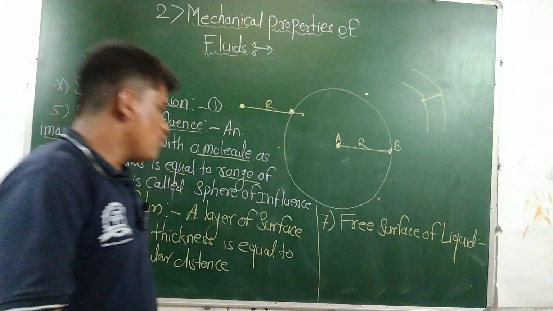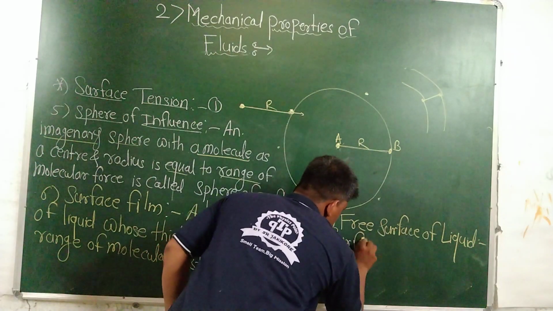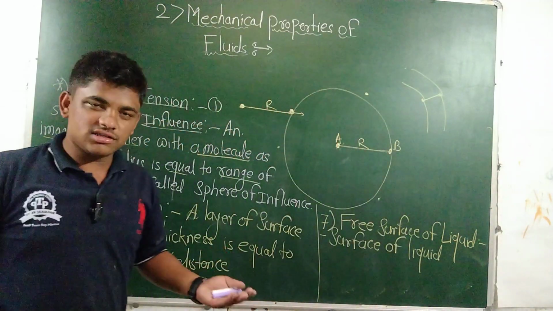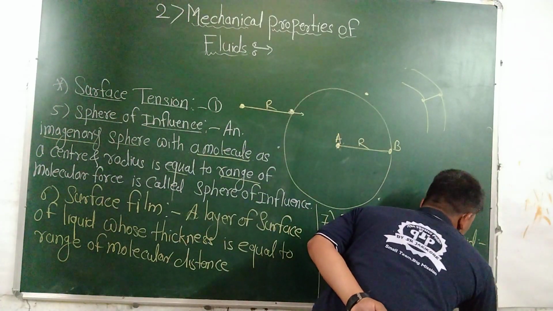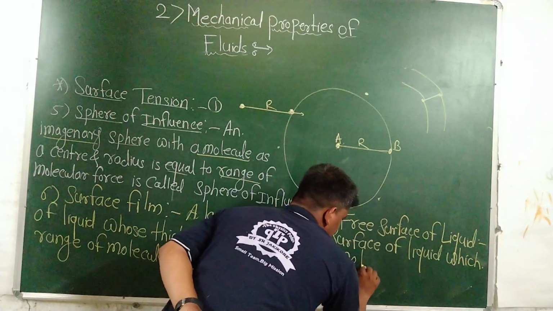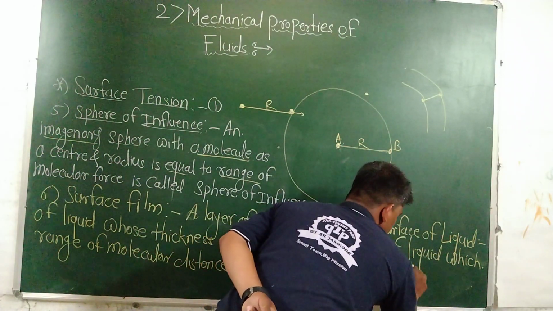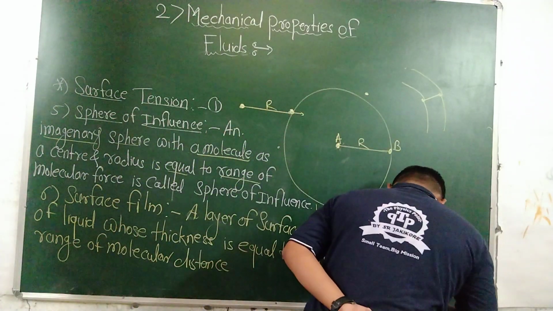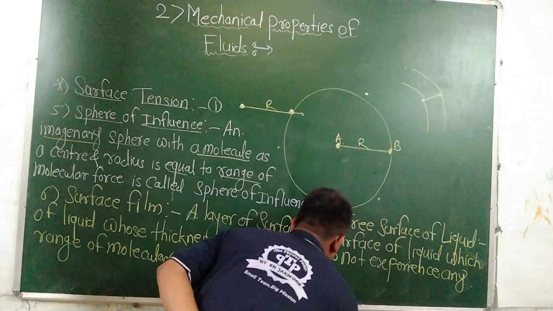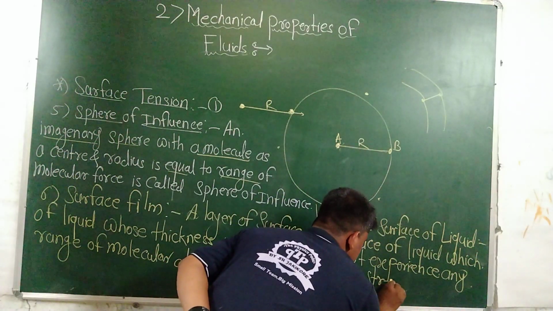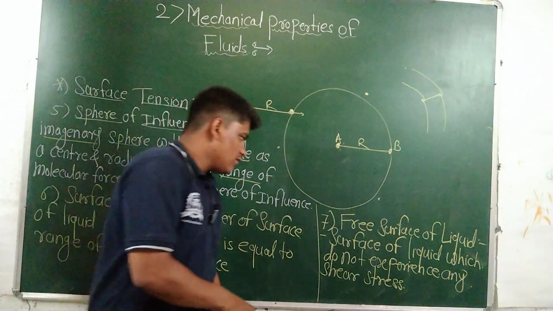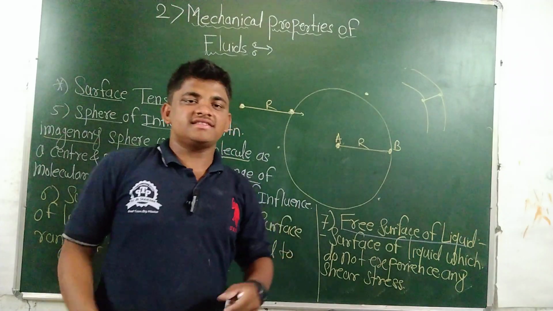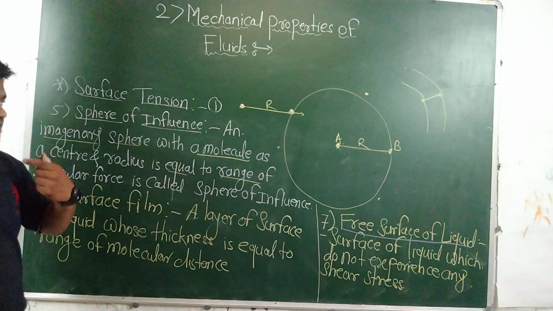A surface of liquid which does not experience any shear strain, any shear stress, is called as free surface of liquid. Free surface of liquid means a surface of liquid which does not experience shear stress of any kind.